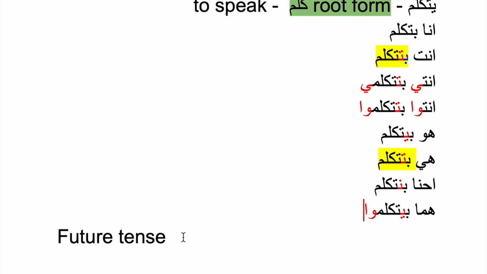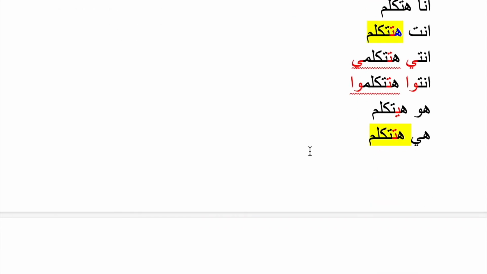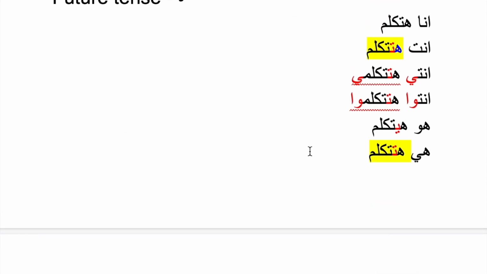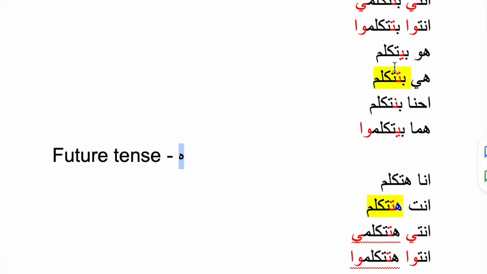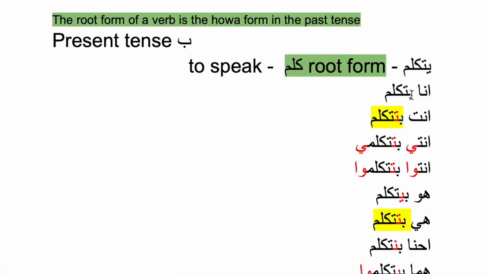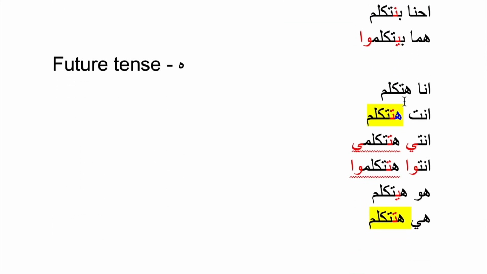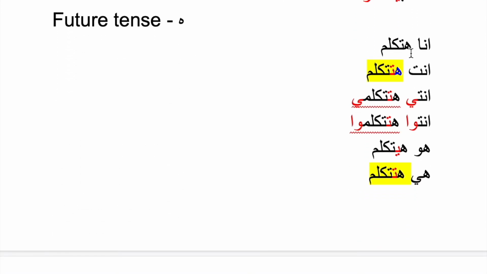So future tense is super easy. I'm literally just gonna copy paste this because I'll show you how easy it is. Instead of adding a be to the front, all we do is add a he instead. So here, with present tense, we had بتكلم, بتتكلم. All we do is change the be for a he.